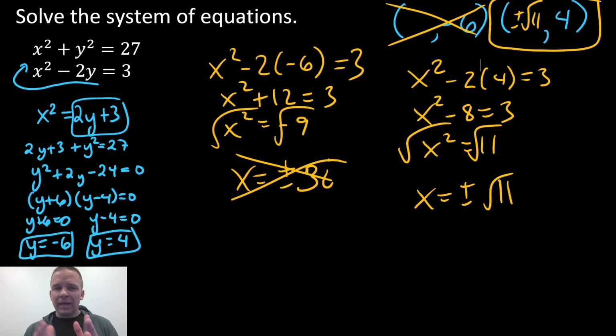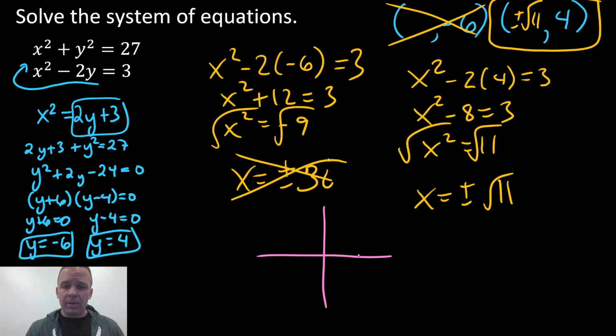But before we're completely done, I think it'd be nice to make sense of what this actually looks like on a graph. That top equation we said is a circle. If I draw a circle, the radius is the square root of 27, which is just over 25, so a little more than 5. Let's just say it's a little over 5 out here, and I'm just going to draw a circle.